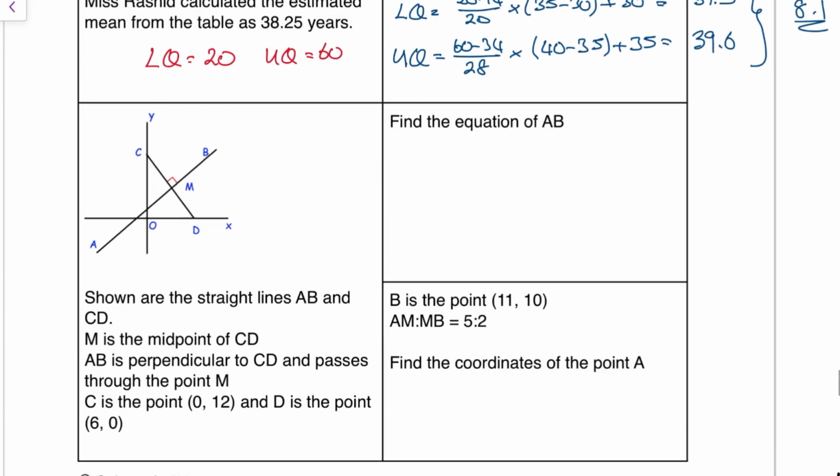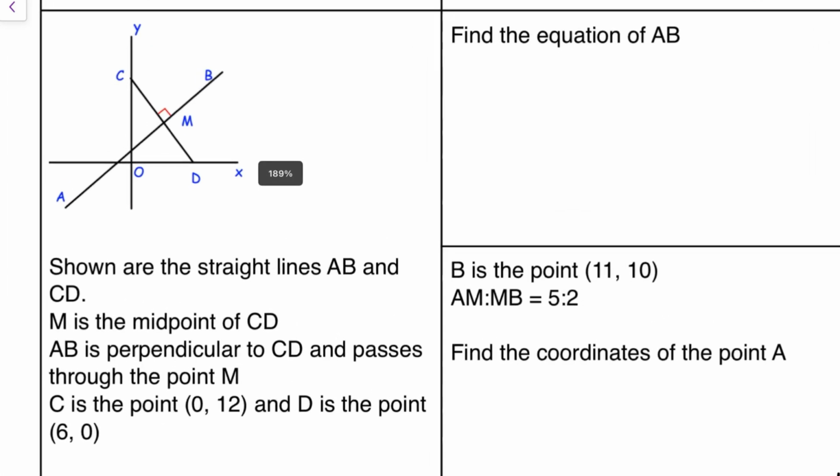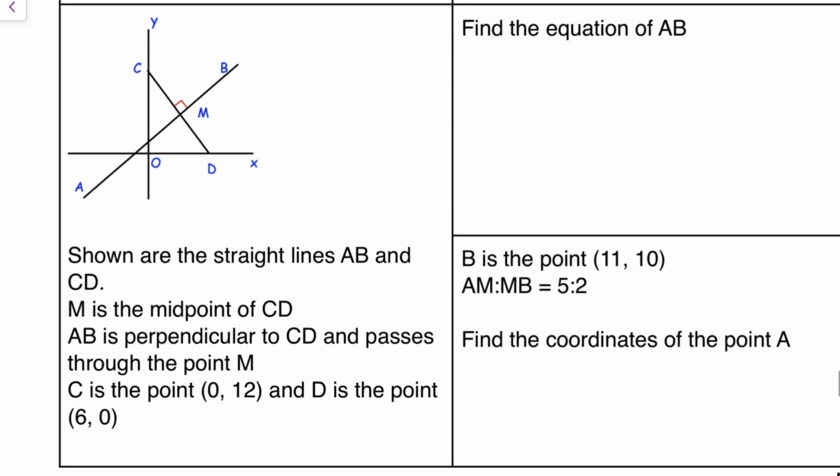Last and final question. Let's hope this one's a bit more straightforward, and it doesn't look it at all, does it? Shown are the straight lines AB and CD. So A, B, C, D. M is the midpoint of CD. It's going to zoom in a bit. AB is perpendicular to CD. Good. So perpendicular lines, and passes through the point M, which by the way doesn't go through the origin.